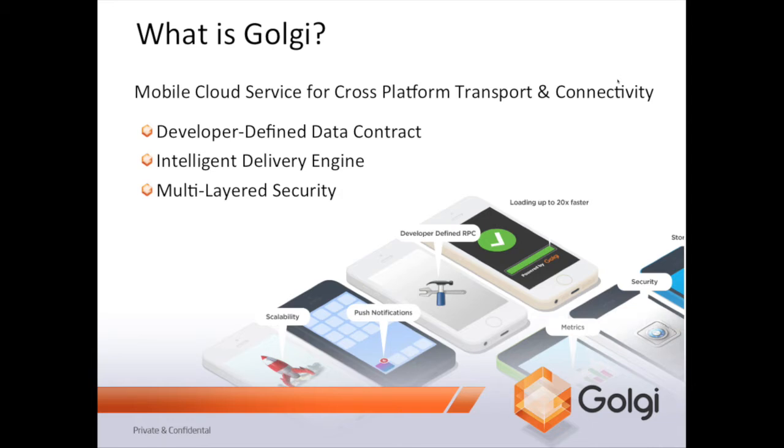This frees the developer up to work on whatever core problem they're trying to solve, rather than re-implementing, yet another implementation of a kind of mobile RPC or remote procedure call mechanism. So there are three high-level portions to how Golgi achieves this: developer-defined data contract, intelligent delivery engine, and multi-layered security.